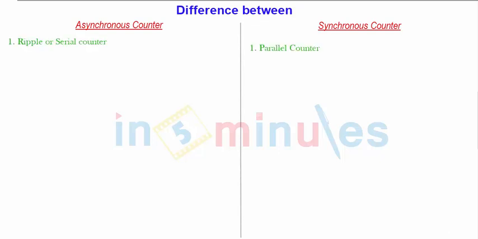So the very first point is that the asynchronous counter can also be called a ripple counter or a serial counter. Why? Because it counts the positions in serial manner, in the ascending or descending order of the numbers, whereas the synchronous counter can also be called a parallel counter. Why? Because it can shift the digits serially, or it may also skip the digits in parallel. All the bits are changed simultaneously. That's why it is called a parallel counter.